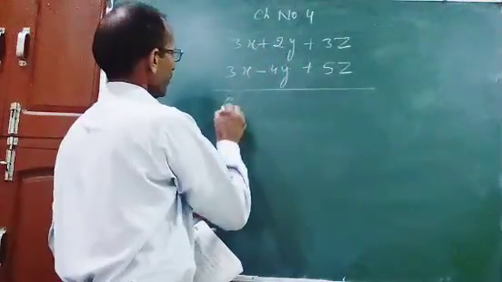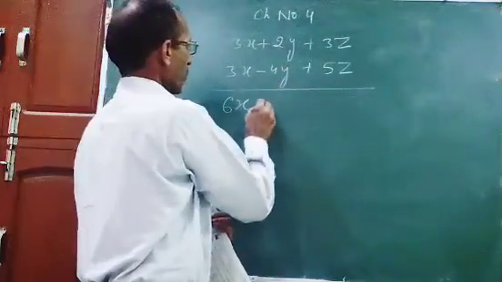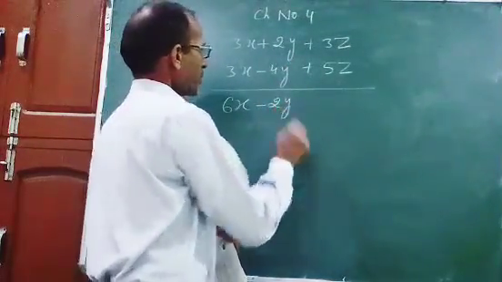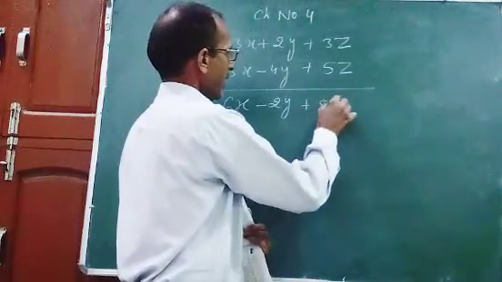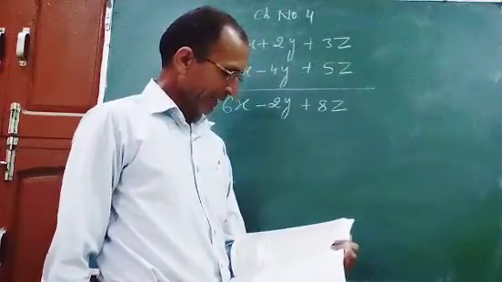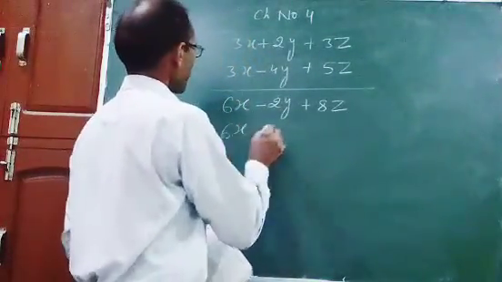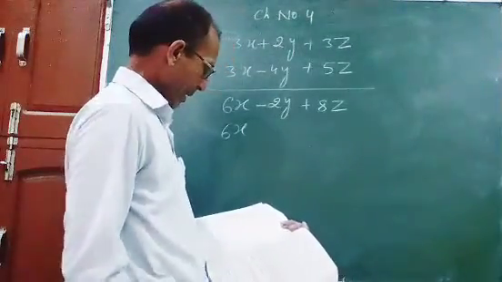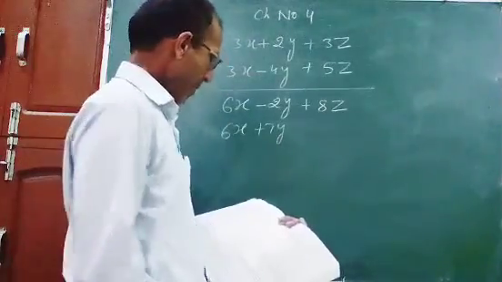3 and 3, 6x. Plus 2 minus 4, minus 2y. Plus 5 plus 3, 8z. From this sum, we have to subtract. What do we have to subtract? 6x plus 7y minus 2z.